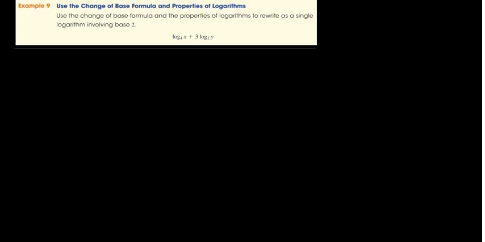And this reads, use the change of base formula and the properties of logarithms to rewrite as a single logarithm involving base 2. Okay, so this is pretty easy, hopefully you see that the second term is already in base 2, so I don't have to do anything about that. The first one, however, is not in base 2, so I do have to do something about that.